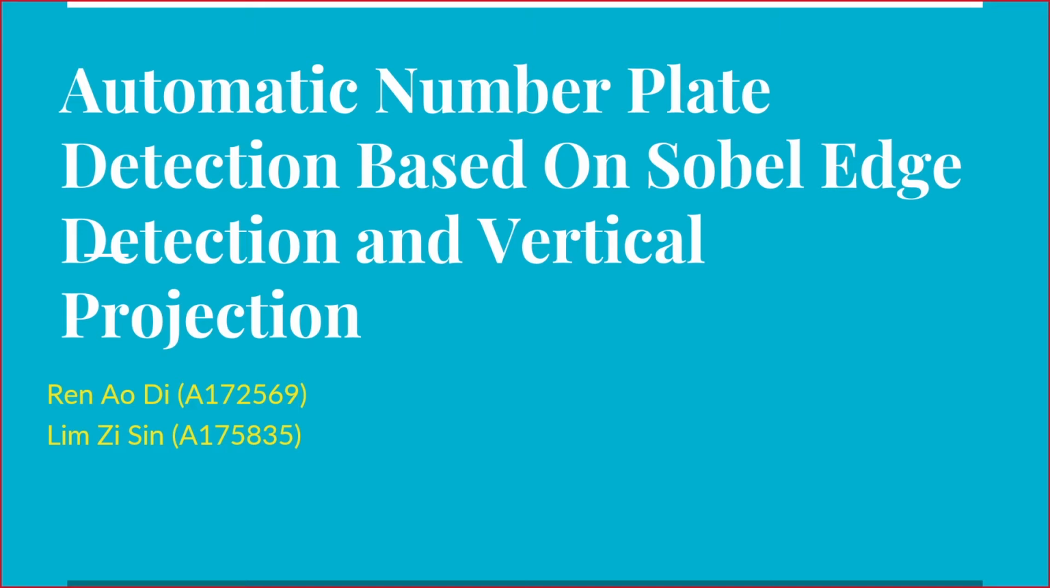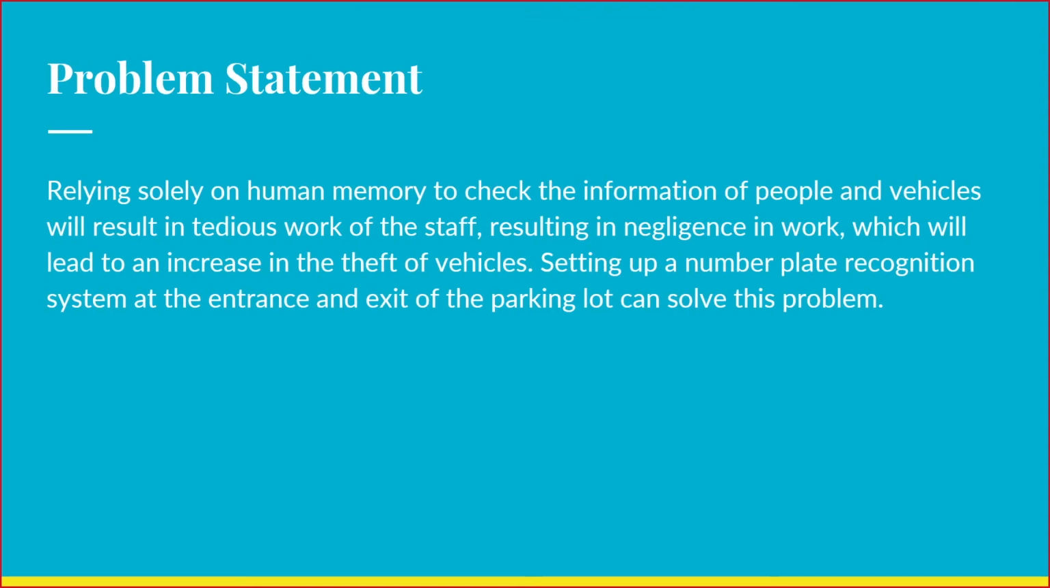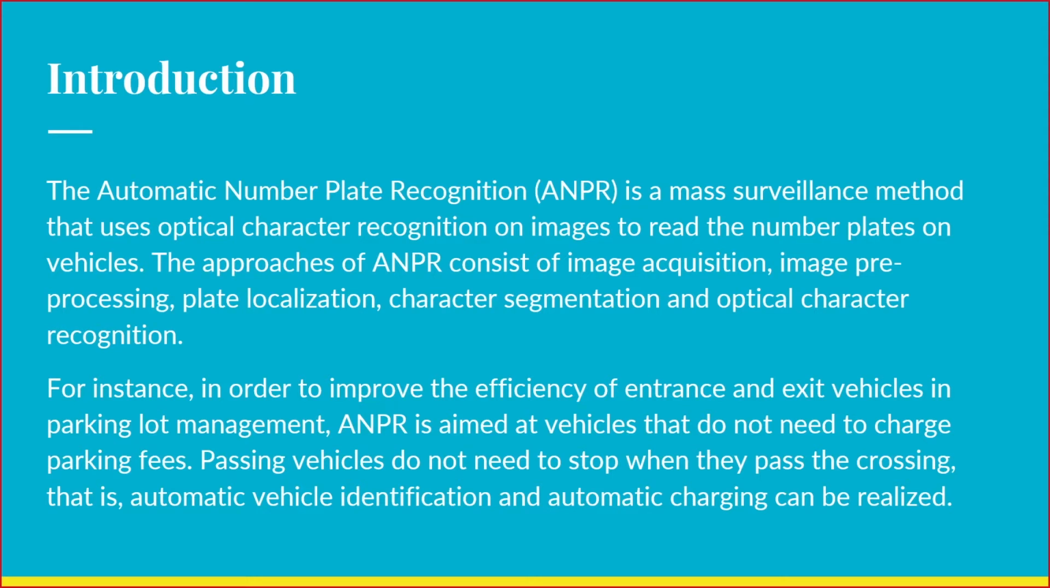Our group topic is about automatic number plate detection based on Sobel edge detection and vertical projection. For our project introduction, it is about automatic number plate recognition, which is ANPR. That is a mass surveillance method that uses optical character recognition on images to read the number plates on vehicles. The approaches of ANPR consist of image acquisition, image preprocessing, plate localization, character segmentation, and optical character recognition.